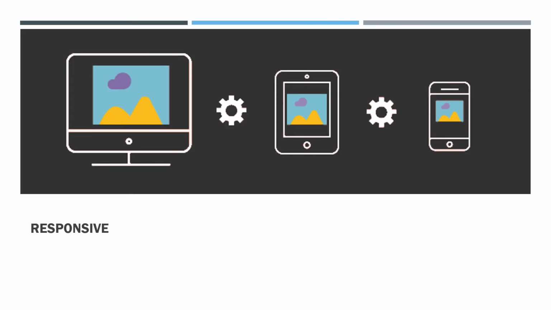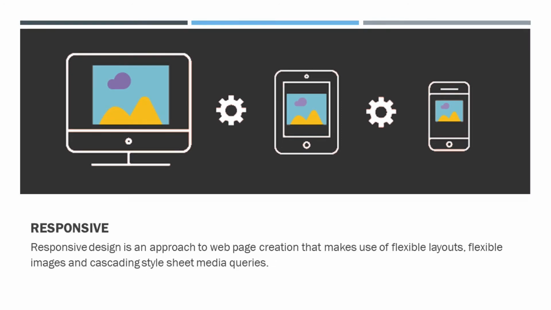What does responsive mean in CSS? Responsive design is an approach to web page creation that makes use of flexible layouts, flexible images, and cascading style sheet media queries. Media queries, a feature of cascading style sheets (CSS), allow the developer to specify when a certain style takes effect. A mobile-first website is always responsive, but a responsive website isn't always mobile-first.